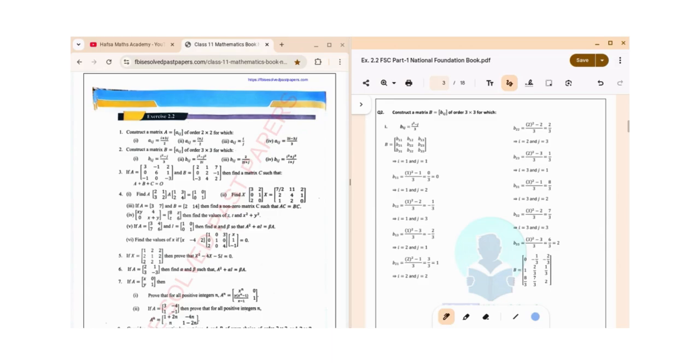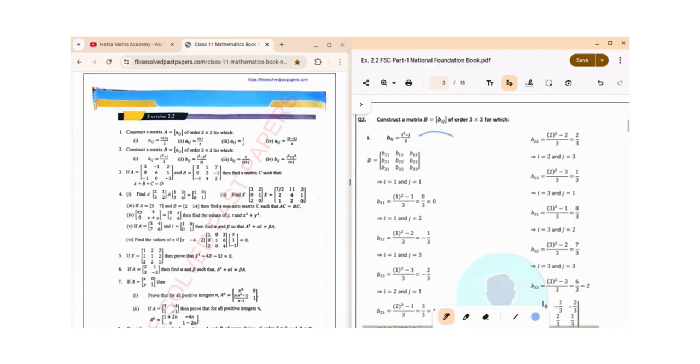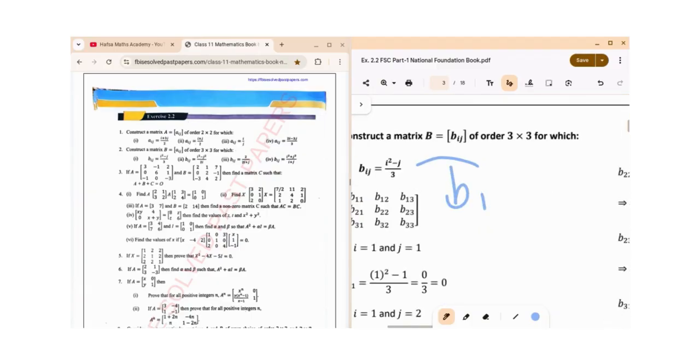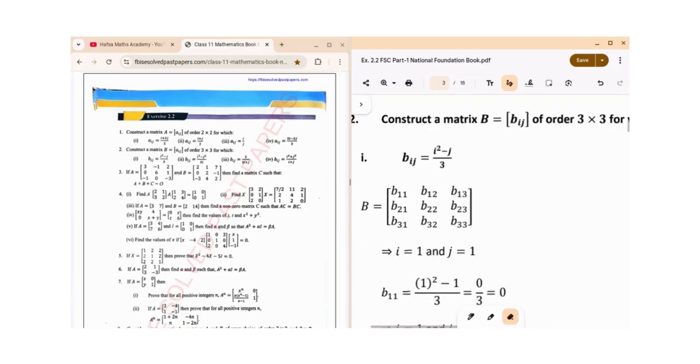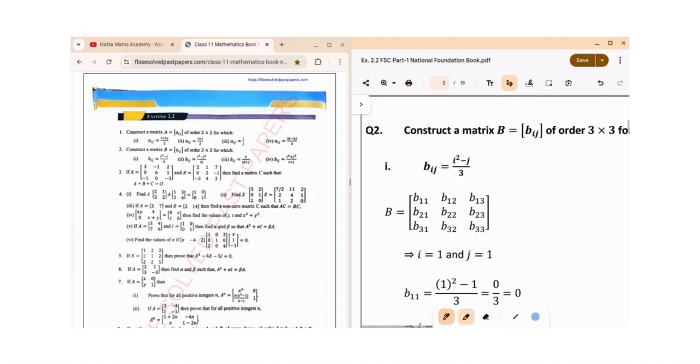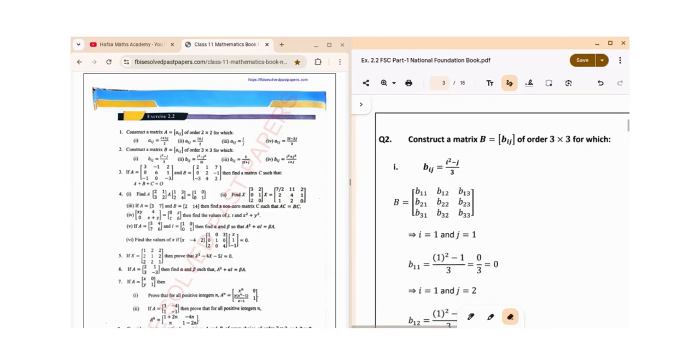Construct a matrix B, with the elements inside corresponding to i j, b i j, of the order 3 by 3. Now, in the previous question, I already taught you how to make this 3 by 3 matrix that they've made over here. So I hope there's no confusion on how you're supposed to make this. And again, they've just given you the exact same formula. So it's the exact same method, except there's a bit more work.